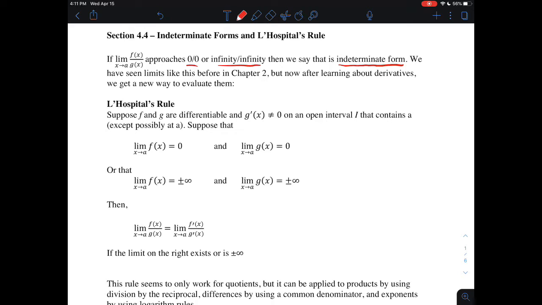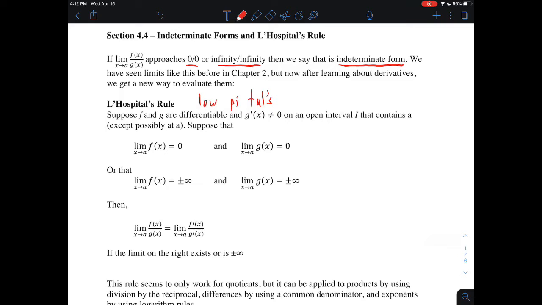We saw them back in chapter 2, but now after learning about derivatives, we get a new way to evaluate some of them. So this is called L'Hopital's rule. So the way that you pronounce this, L'Hopital's rule. Suppose f and g are differentiable and g prime of x is not equal to 0 on an open interval capital I that contains a, except possibly at a.